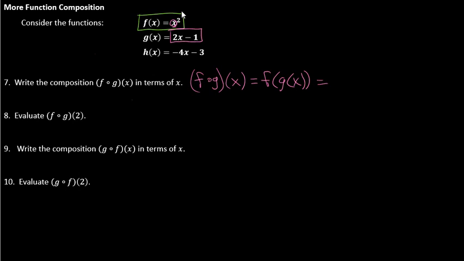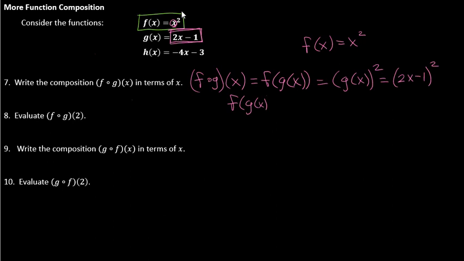So that's going to mean, if I have f of x, that's x squared. Okay, so that means I'm going to have g of x all squared. And g of x, if we remember, is 2x minus 1. So all of that squared. Okay, so to actually get what f of g is, we're going to have to square 2x minus 1.